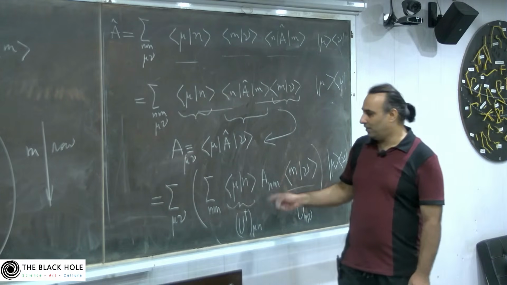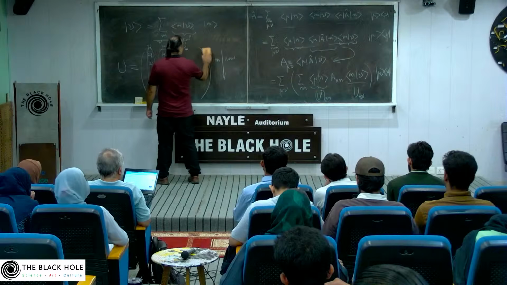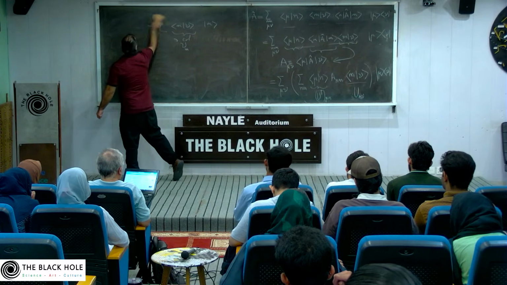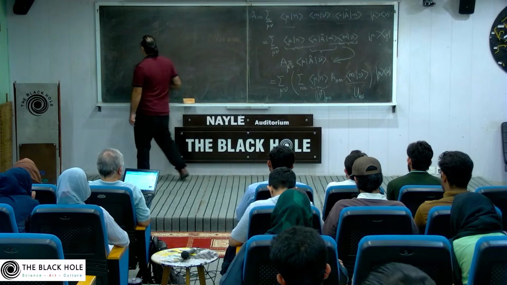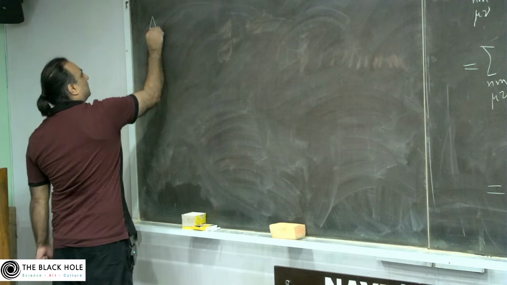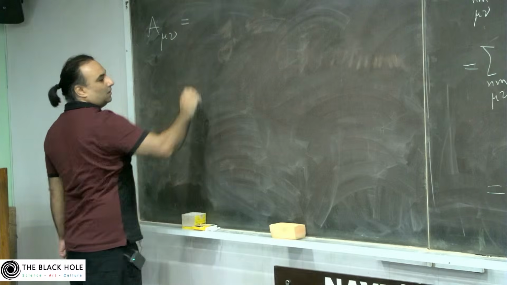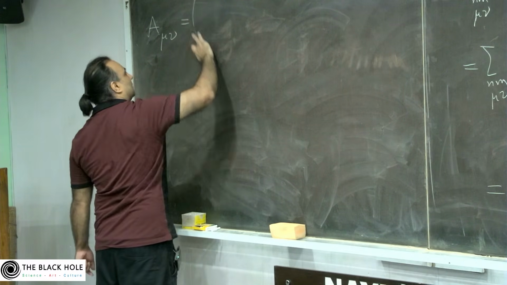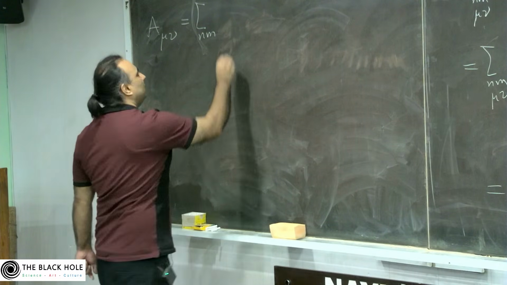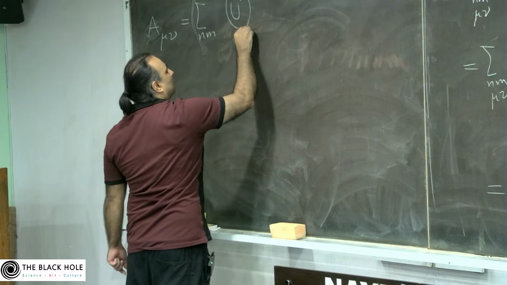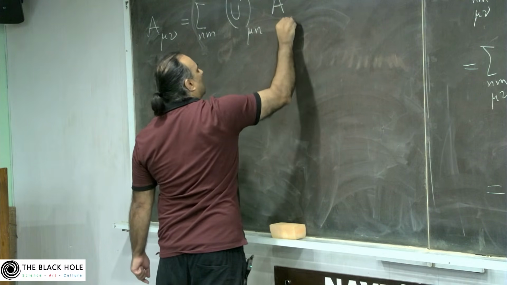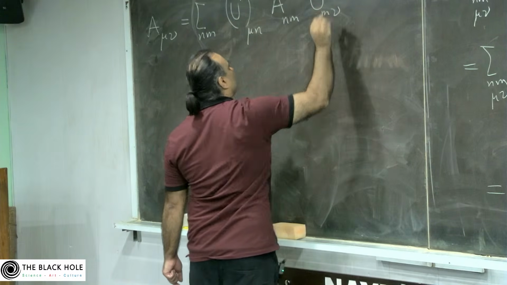Now if we write this expression in terms of these matrices, let me write this expression in the brackets: sum over n, m, and then U dagger μn, A nm, U mν.